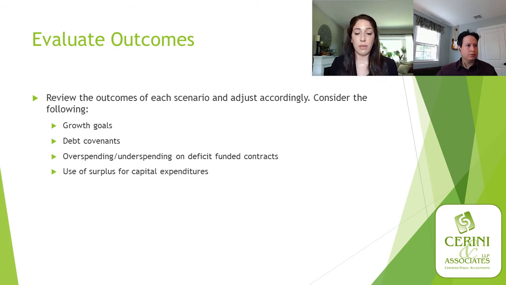If you're receiving deficit funding, looking at your spending on a contract by contract basis, is there overspending or underspending occurring? If so, see how costs may need to be shifted around. Or if you find yourself with a surplus in your budget, it might be a good time to think about some major projects.